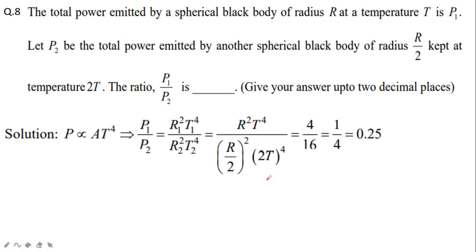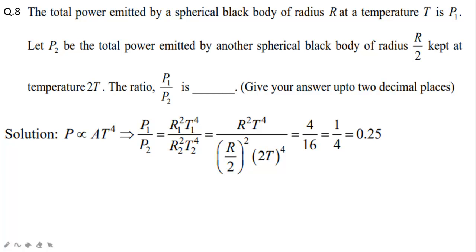You guys can solve it like this. P is proportional to A T raised to the power 4, where A is the area, T is the temperature. So we know the spherical black body they are saying. So for sphere, we use the area 4 pi r square. 4 pi and 4 pi will cancel out, and we are getting P1 over P2 equals R1 square T1 to the power 4 over R2 square T2 to the power 4.